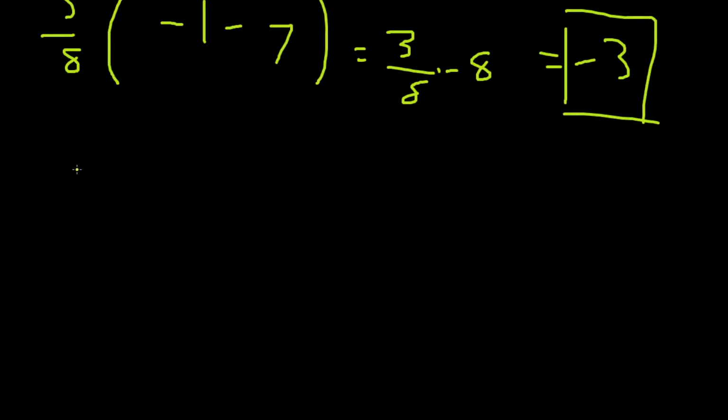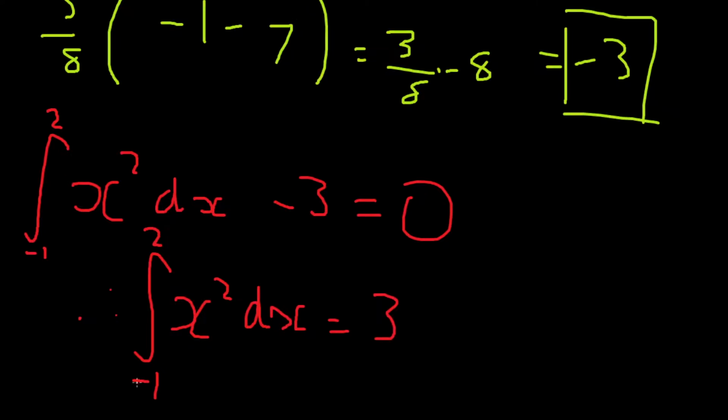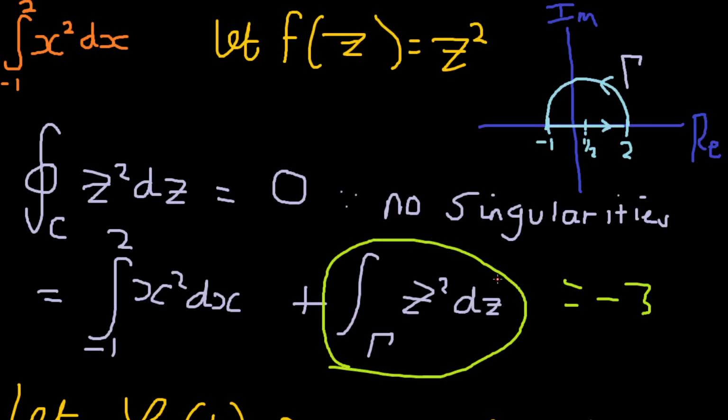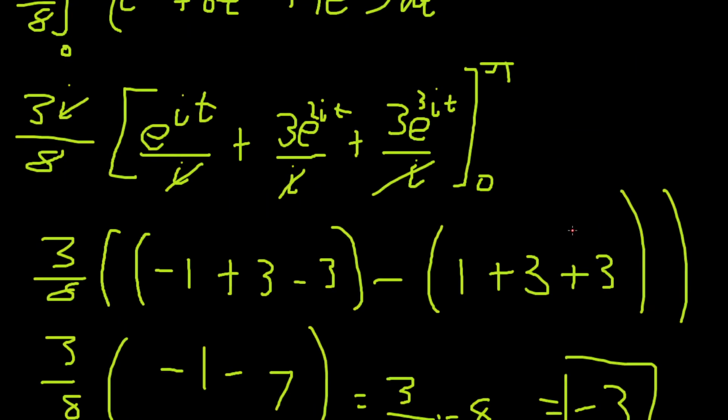So the integral from -1 to 2 of x squared dx minus 3 is 0. Therefore, the integral from -1 to 2 of x squared dx is 3. And there we go. We get the exact same answer as if we would have done from normal integration. The only difference is you get to show off. This really doesn't provide any practical utility for this example, but for harder examples, it's a very useful tool.